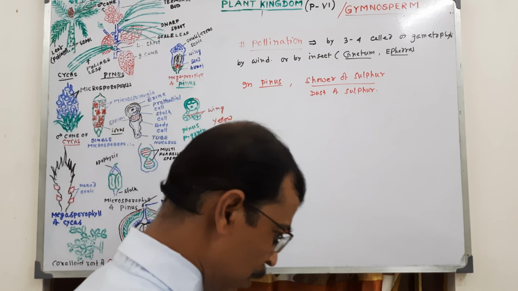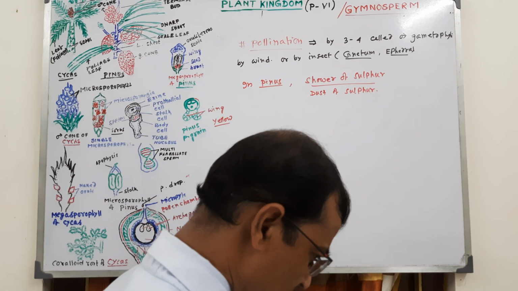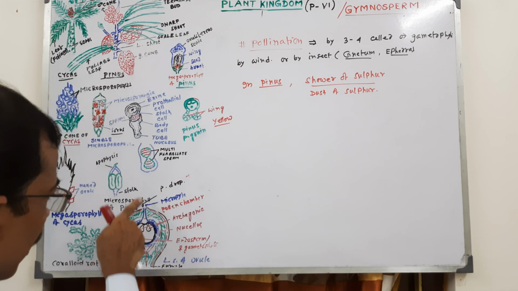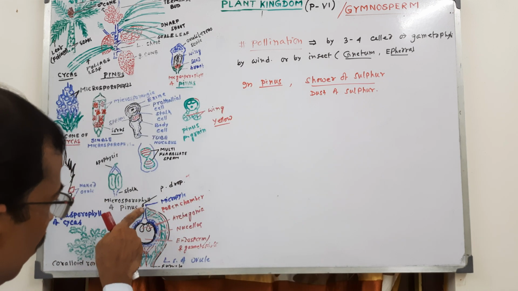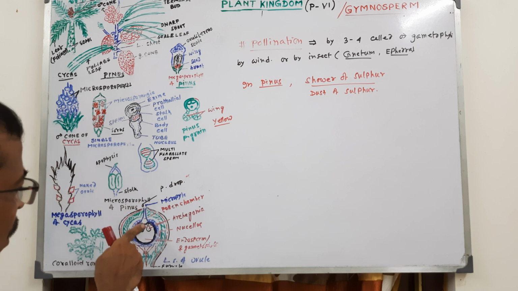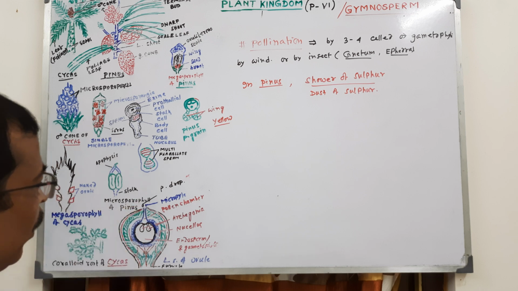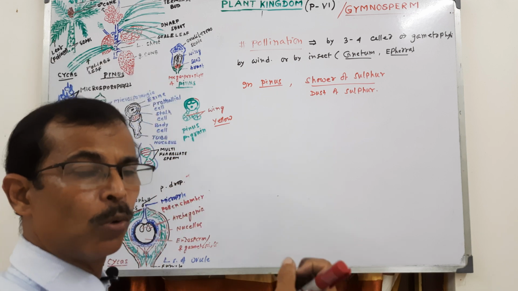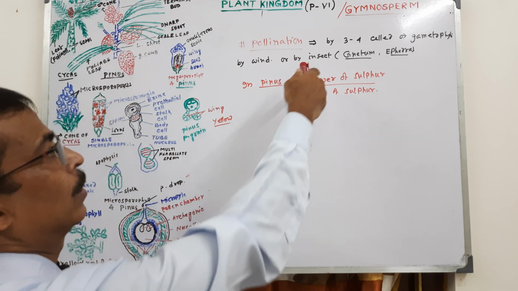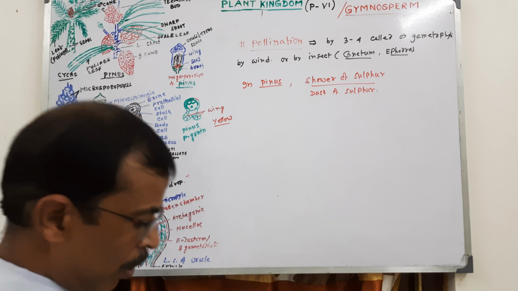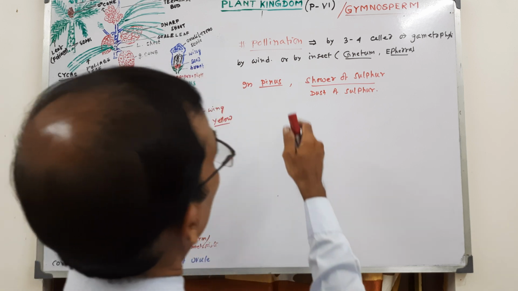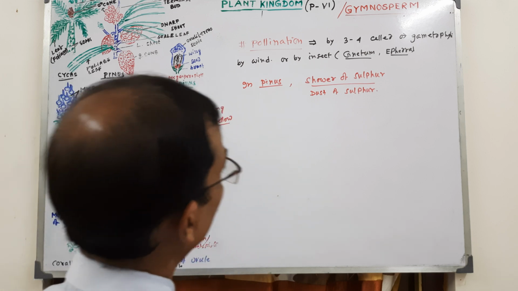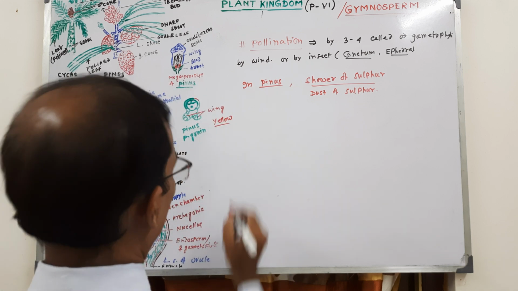Next, at the time of pollination, the pollination drop oozes out, already discussed. At the time of pollination, the pollination drop oozes out from the micropylar region, which helps in catching the pollen grain, that is the 3-celled or 4-celled gametophyte, and helps to produce the pollen tube. Next about fertilization.